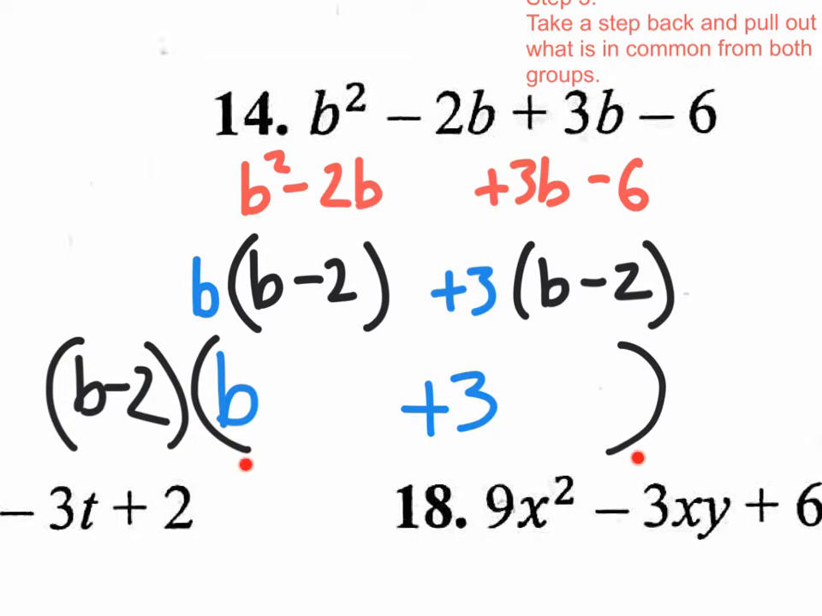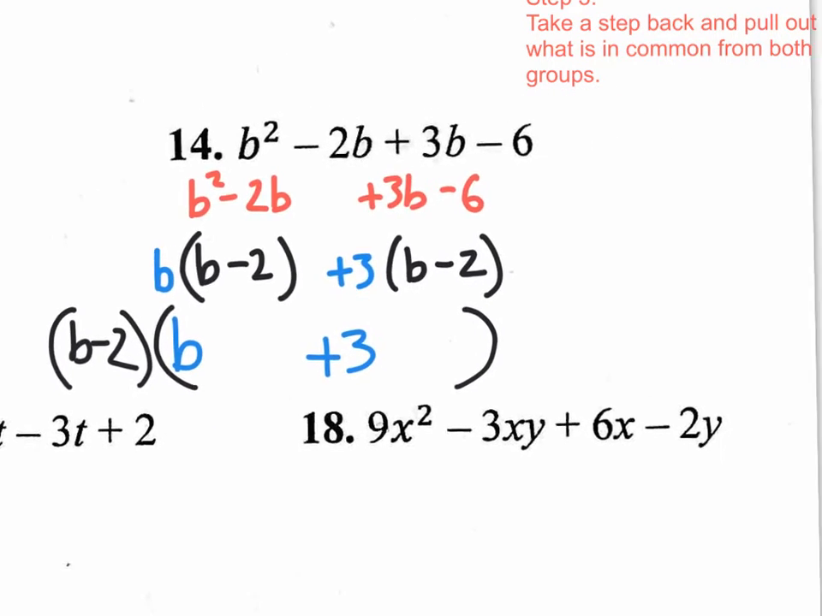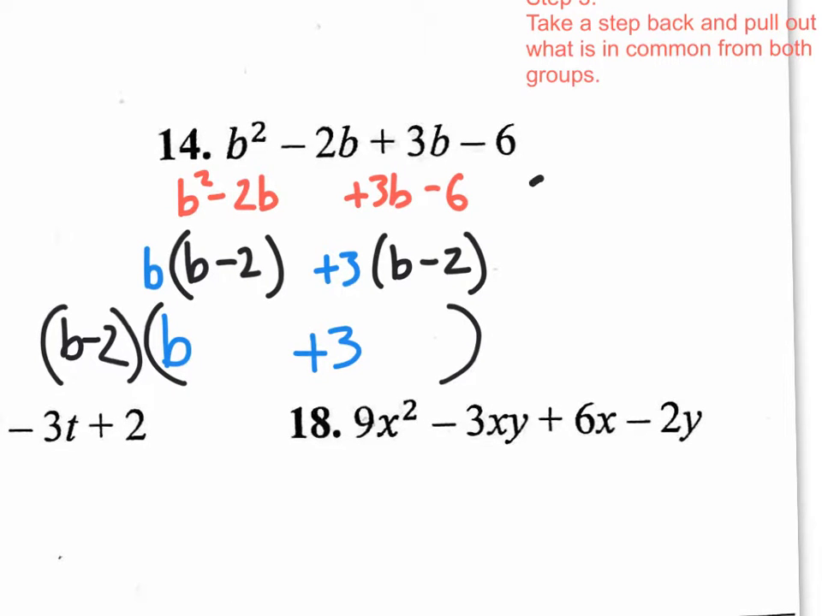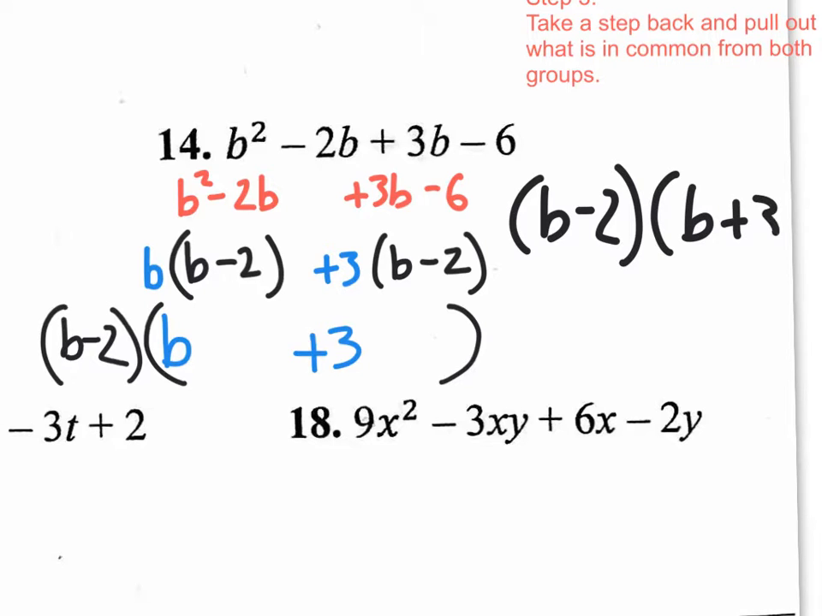I exaggerated these parentheses so you could visually see that the B minus 2 got moved out and now there's nothing there. So let's write the final answer with the correct size parentheses. That's going to be the binomial (B minus 2)(B plus 3). That is your factored form.